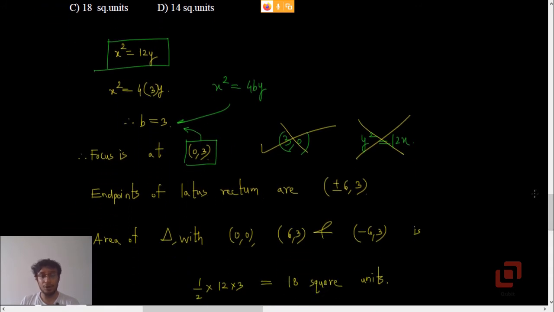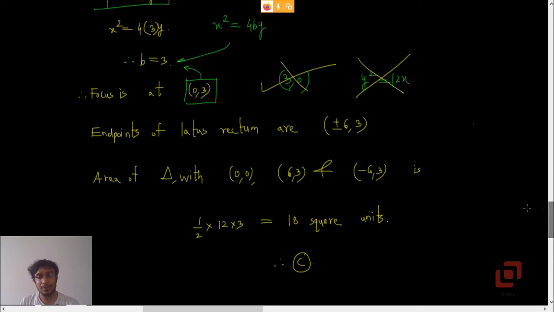Okay, and then use the formula that I have told you. If the focus is at (0, 3), then the endpoints of the latus rectum are plus or minus 2 times the y coordinate of the focus, 3. So plus or minus 6, 3. And now we have got the vertices of the triangle. The vertices of the triangle are (0, 0), that is origin, (6, 3), that is the end point of the latus rectum in the first quadrant, and (minus 6, 3), the end point of the latus rectum in the second quadrant.